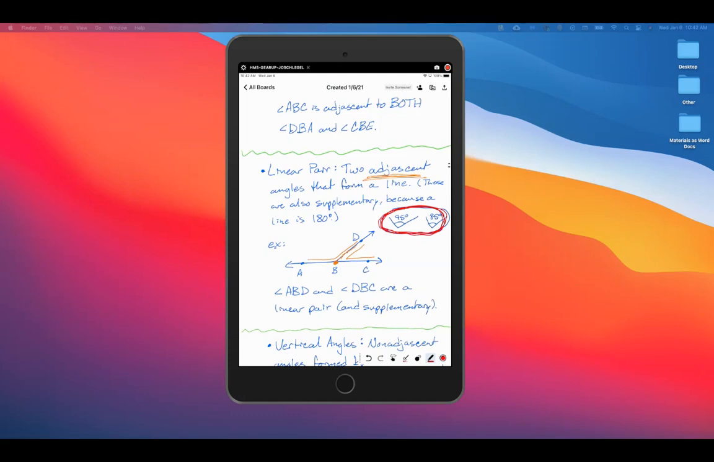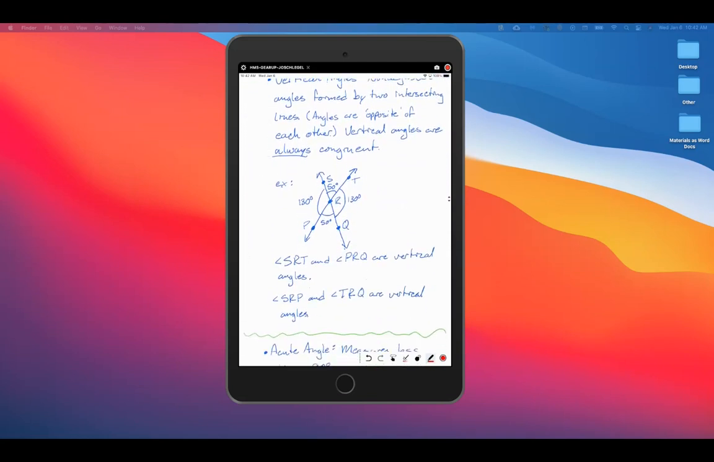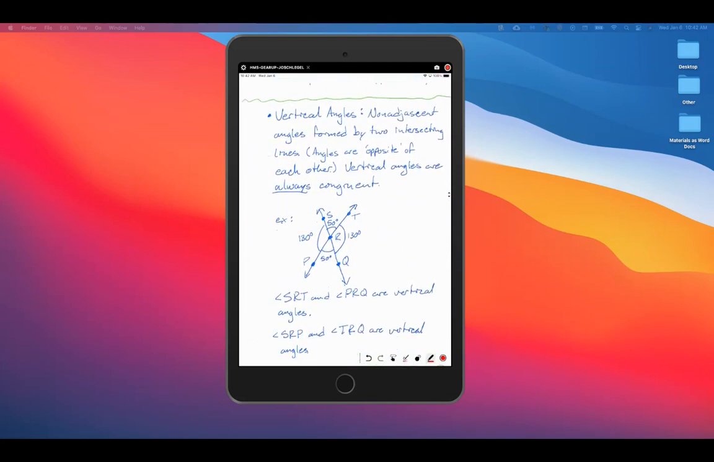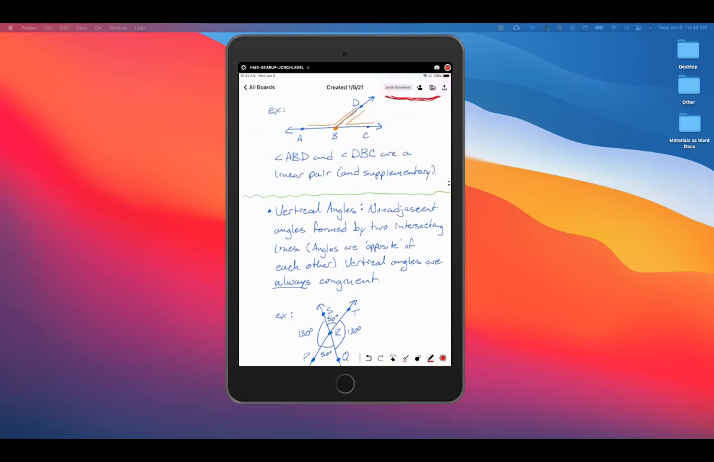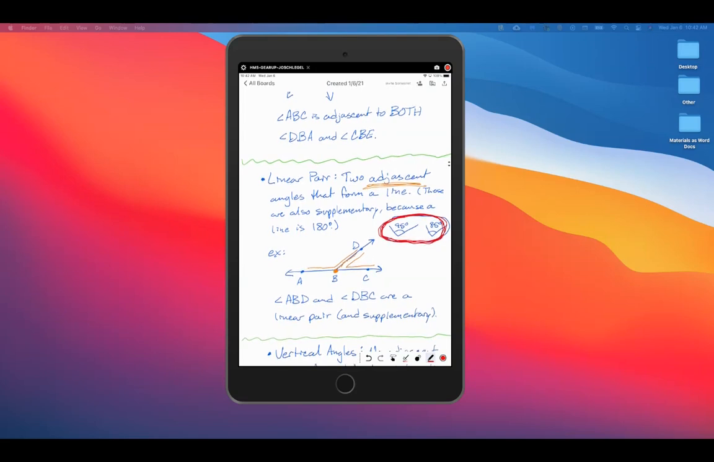All right, moving on to our next piece, vertical angles. I think this may be our, nope, we have quite a bit more here. Okay, I'll come back up here and give you a moment to pause and take notes before I go down. I need to remember to do that.